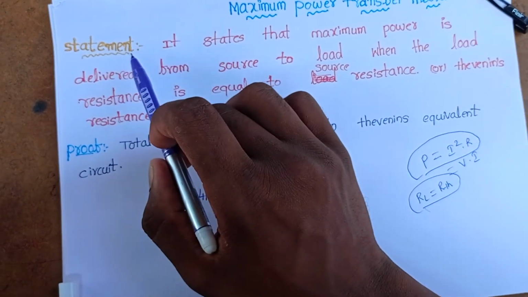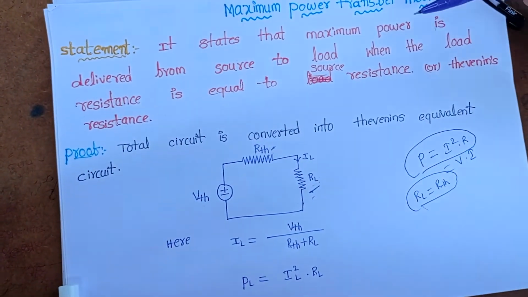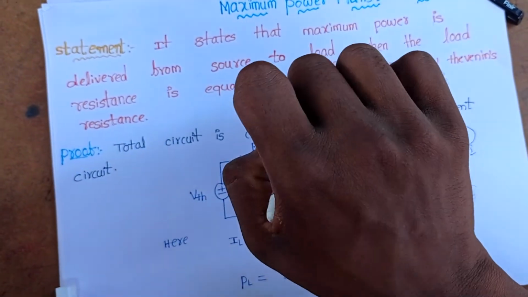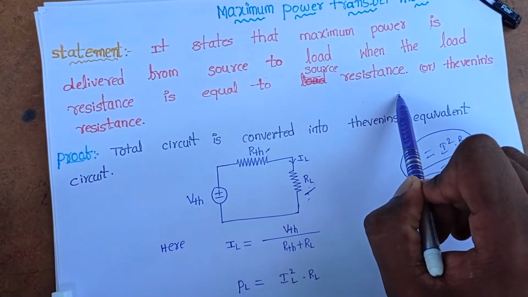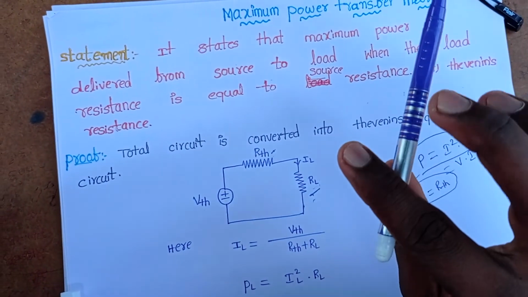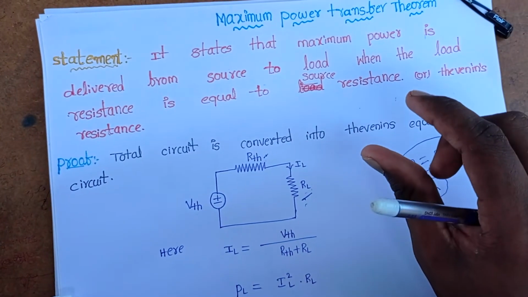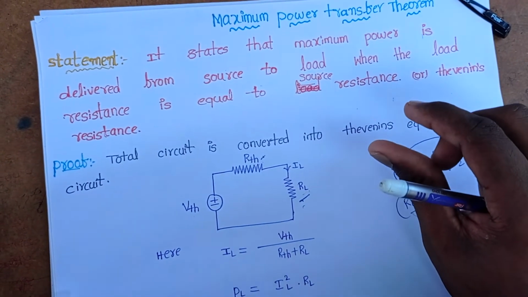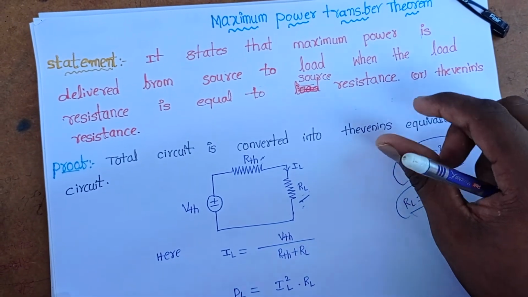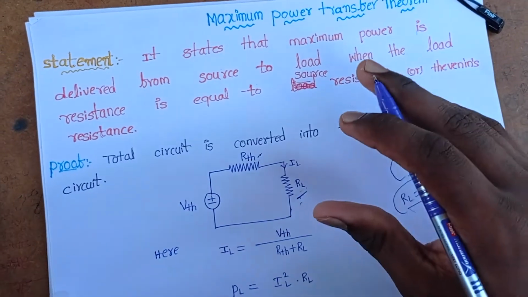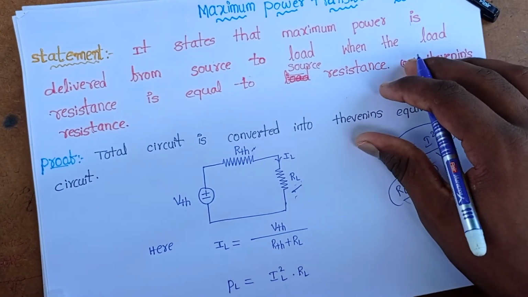First let's see the statement for the maximum power transfer theorem. It states that maximum power is delivered from source to load when the load resistance is equal to the source resistance or Thevenin's resistance. Every source has some internal resistance. If that internal resistance is equal to the load resistance, then the maximum power is delivered from the source to load. That is stated by the maximum power transfer theorem.